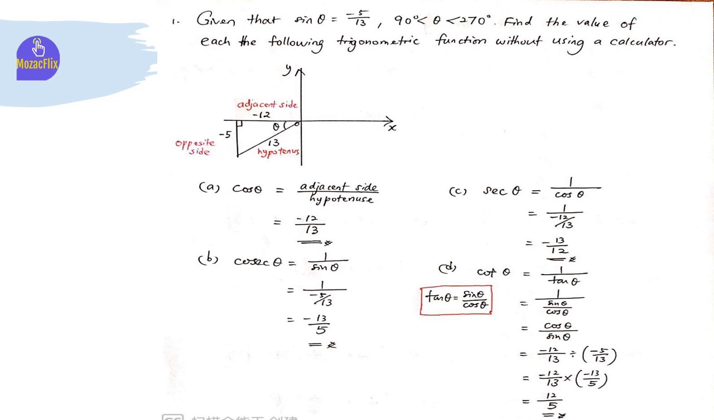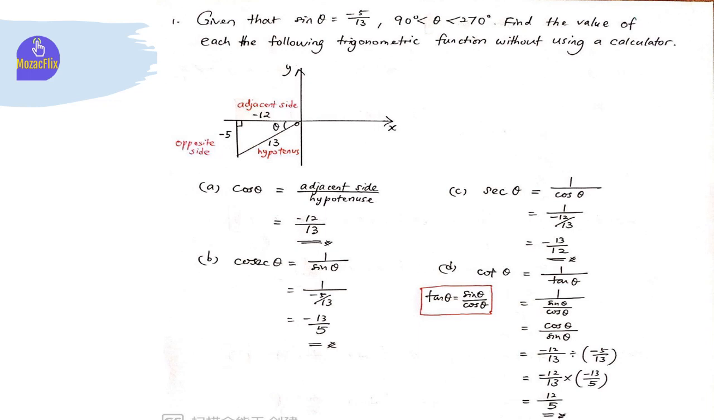Now look at part B, cosecant theta. Cosecant theta equals 1/sin theta. We just substitute the value for sin theta, because 1 over sin theta equals -5/13. So the answer is -13/5. Look at part C, secant theta. As you know, secant theta equals 1/cos theta, and the cos theta value we already got from part A is -12/13. So we just substitute inside, and we get -13/12.